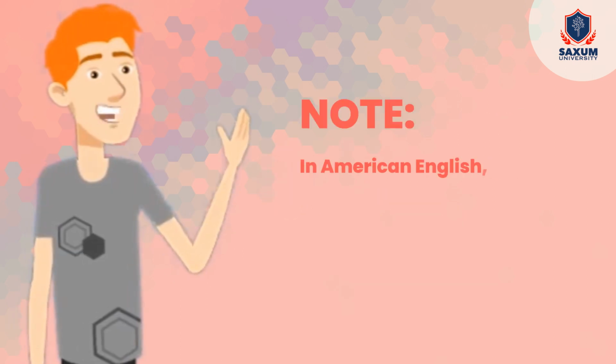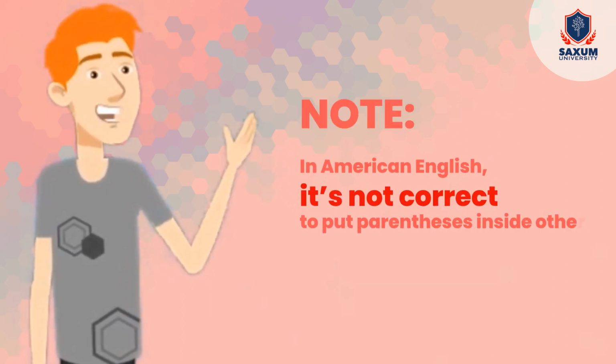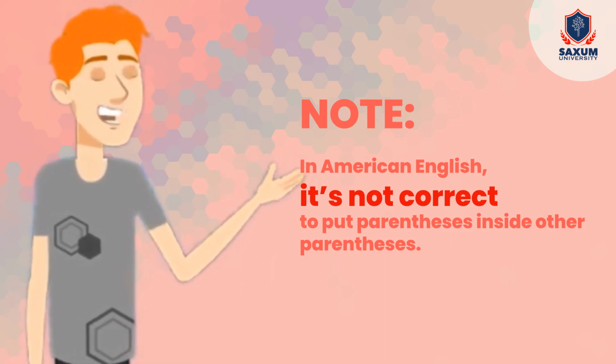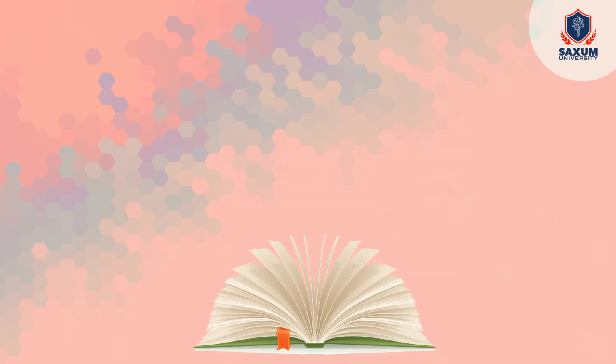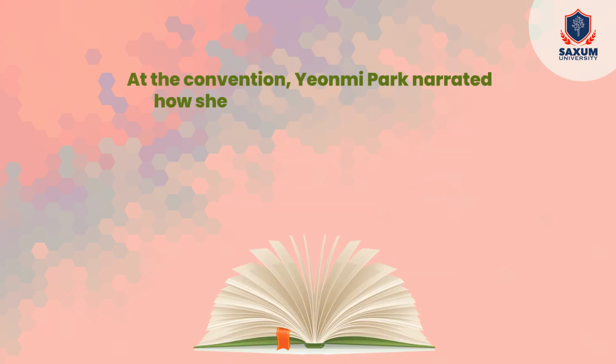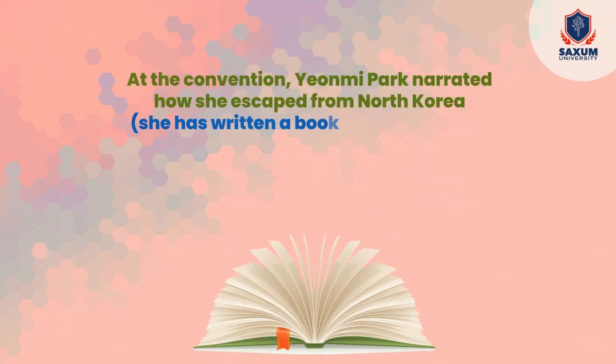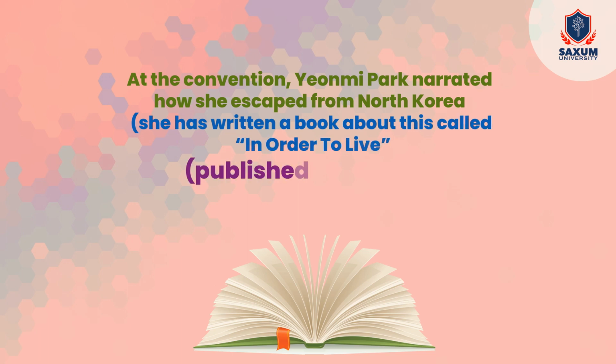Note, in American English, it's not correct to put parentheses inside other parentheses. Additional information inside parentheses is written in brackets. However, in British English, that is not a problem. The same sentence would look like this in the UK. At the convention, Yeonmi Park narrated how she escaped from North Korea. She has written a book about this called In Order to Live, published by Penguin Books.